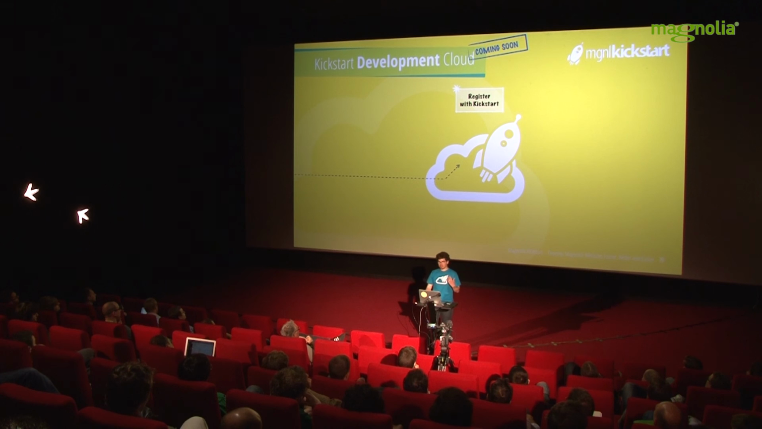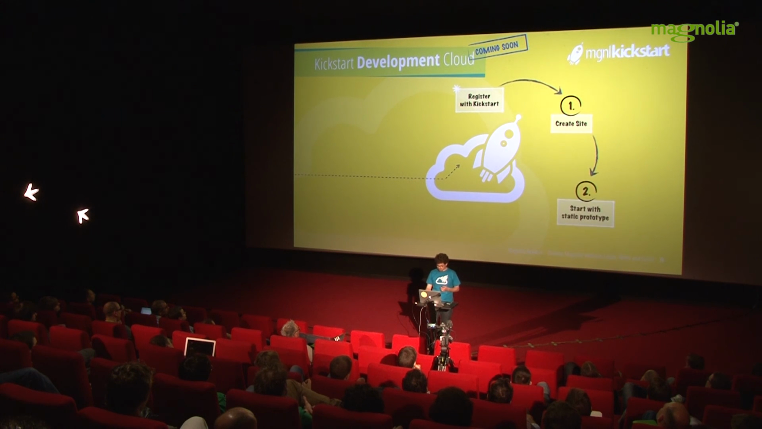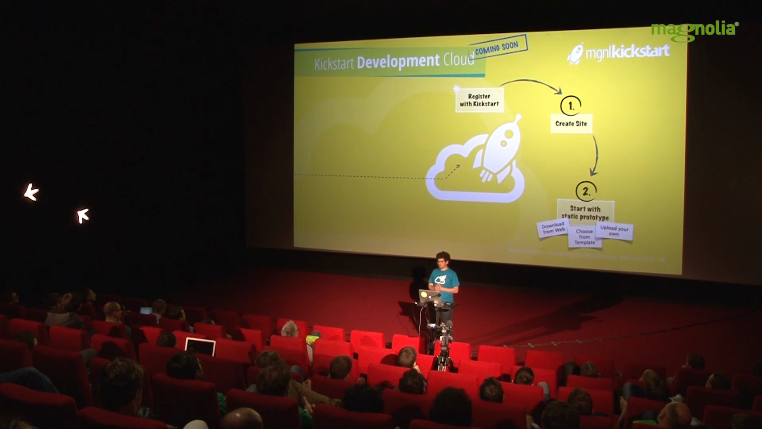The process is that you register at Kickstart, you create your site, and at that time we will start a Magnolia instance for you. I'm looking forward to deploying this in the cloud, as we heard before, for example, JElastic, something like this. We create and maintain an instance for you. You start with a static prototype. Either you upload your static prototype as a zip file, or you choose a predefined template. For example, you can start with the SDK. Or you even download an existing site statically using wget from the web. That could also be an option.